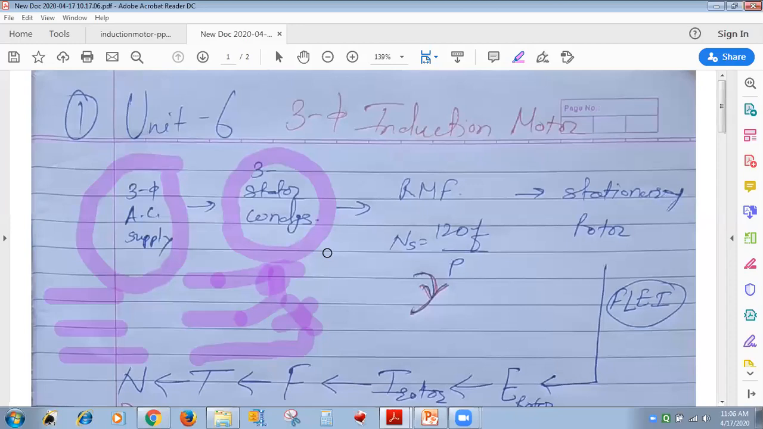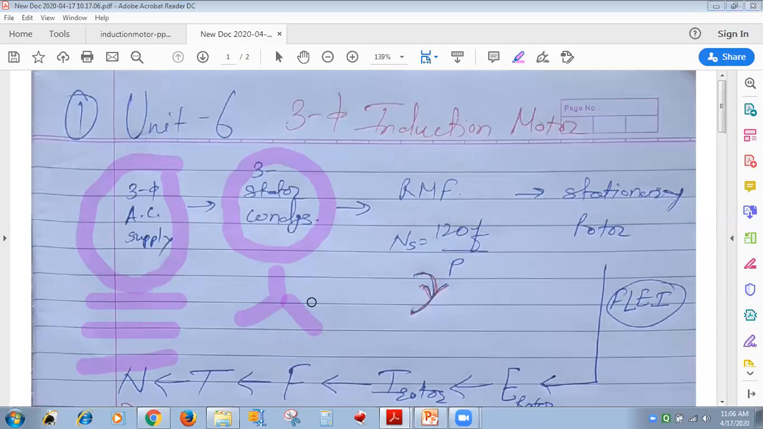Now tell me, is the circuit closed on the stator side? Will current flow through the stator winding or not? This is R phase, Y phase, and B phase. Who can tell? Current will flow through the stator winding because the circuit is closed.